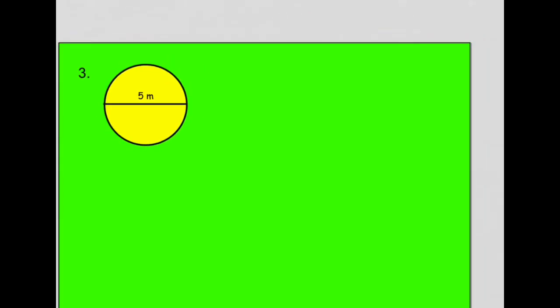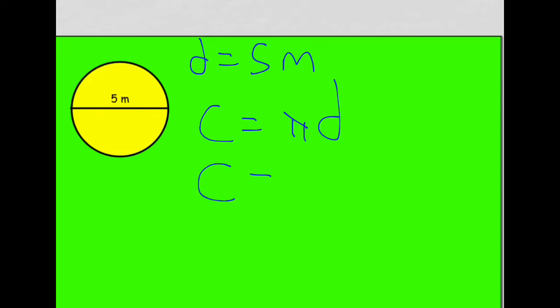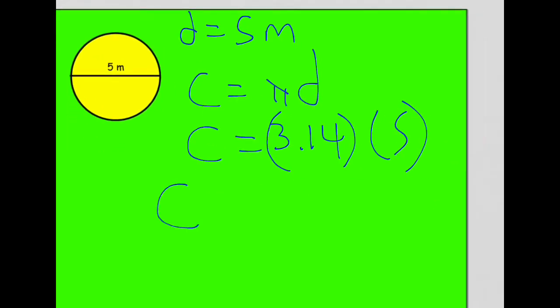This one, again, is calculating the circumference, and we've been given the diameter: D equals 5 meters. The equation is C equals pi times diameter. C equals 3.14 multiplied by 5. Remember, we're using parentheses to show multiplication. Working down the page, when I work that out, I get 15 and 7/10 meters. Again, it's just meters, not meters squared, because it's not an area. It's the distance around that circle.